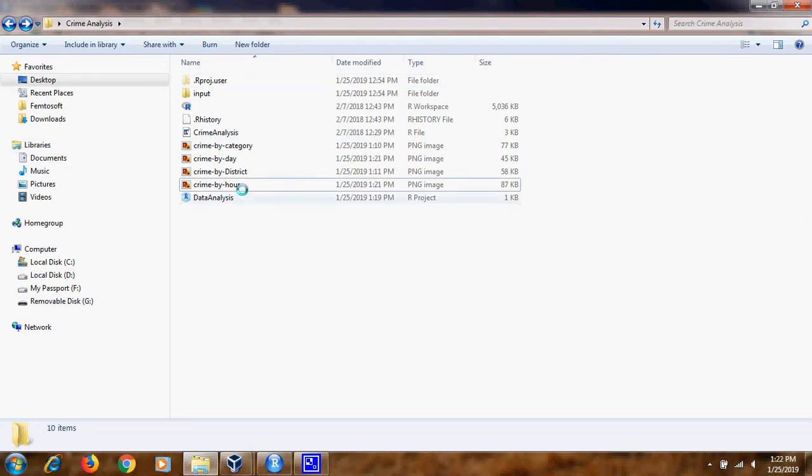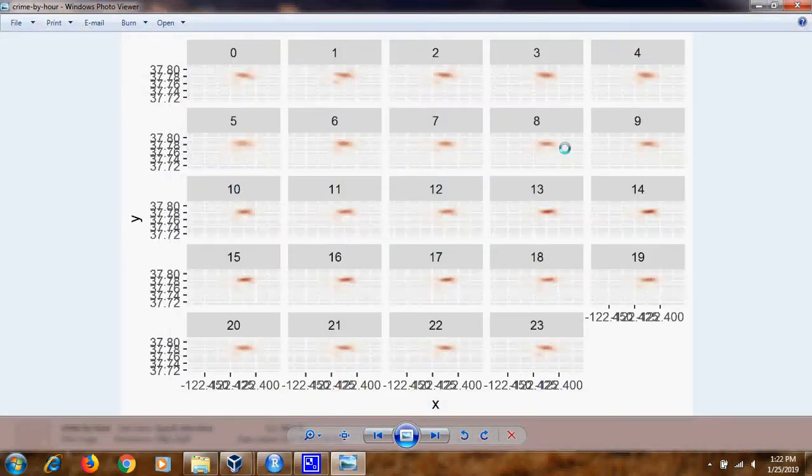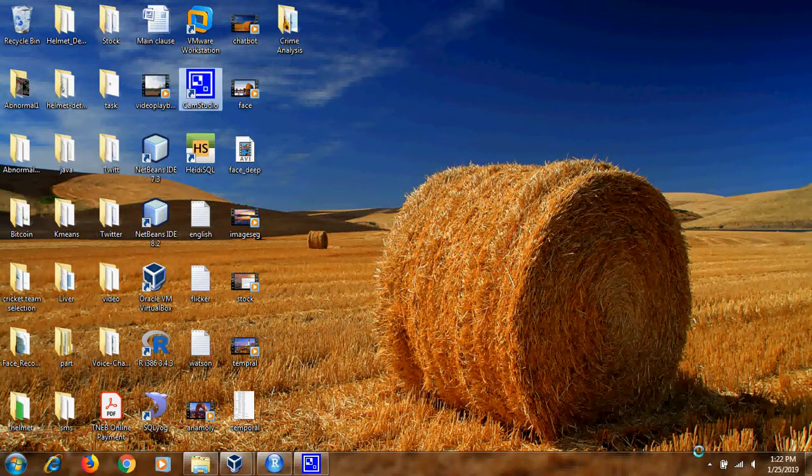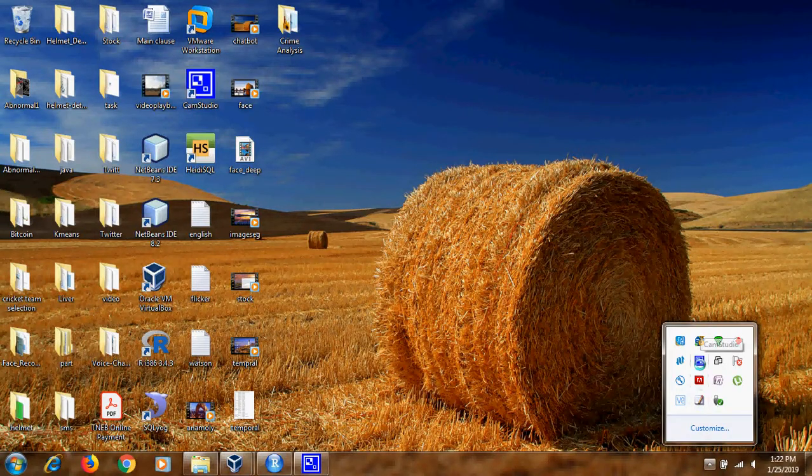Crime by hour. So this is by hours, what is the crime happening. So this is category, day, district, hour. So these are all the crime analysis done in R programming.